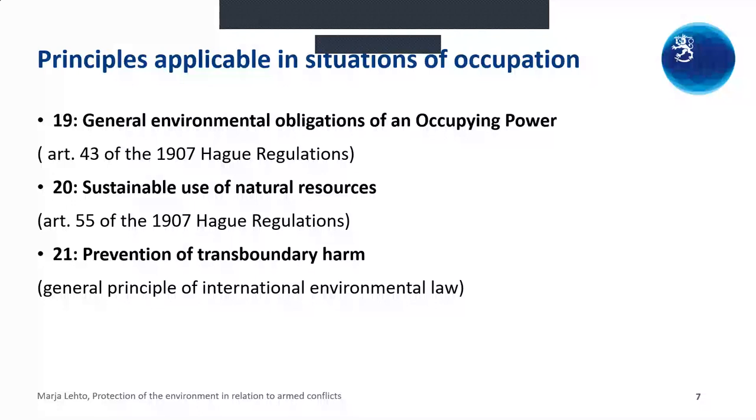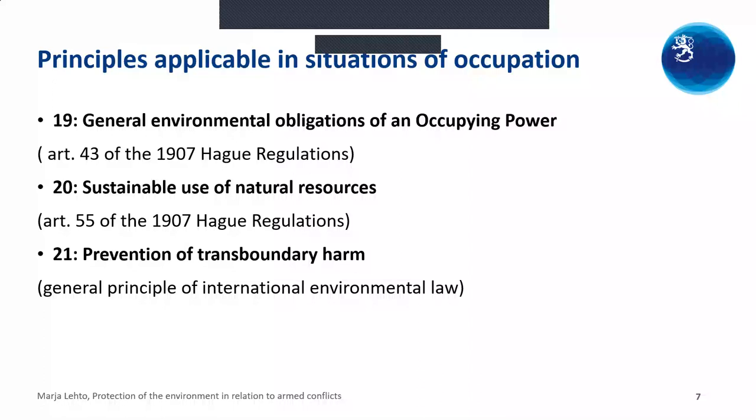This provision, principle 19, also provides that an occupying power shall take appropriate measures to prevent significant harm to the environment of the occupied territory, including harm that is likely to prejudice the health and well-being of the protected persons or otherwise violate their rights. Here, the reference to the rights of the protected persons is to be understood to cover both their rights under the law of occupation and their human rights. It is well known and confirmed by human rights courts that significant harm to the environment may seriously affect the enjoyment of several human rights, such as the right to life, right to health, or right to food.